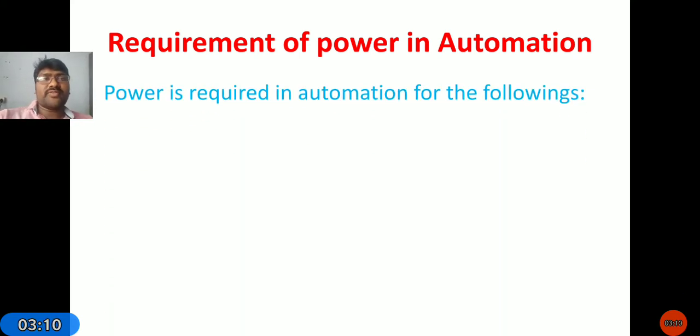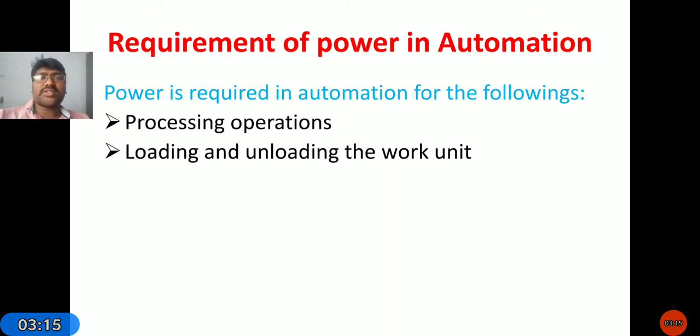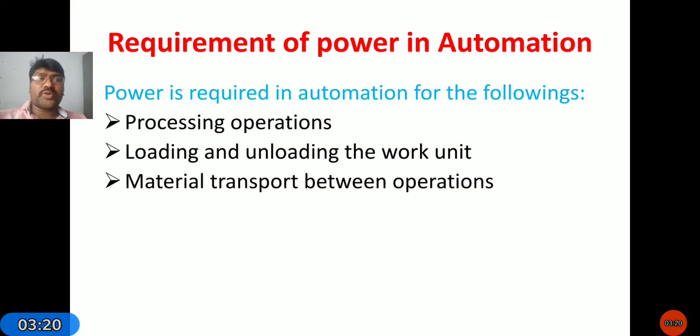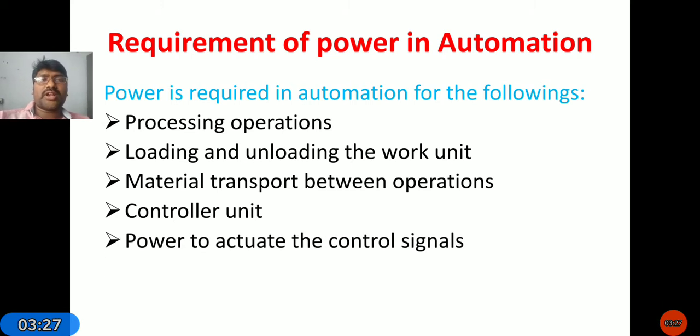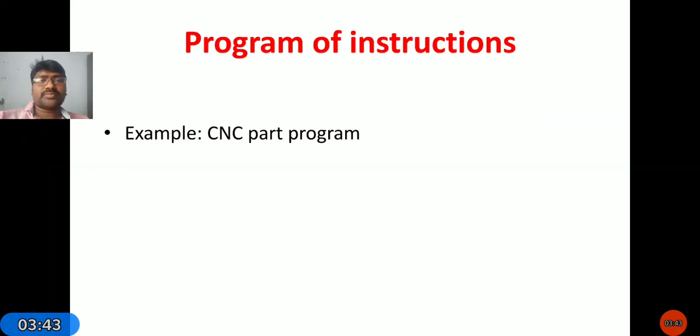Next, coming to the requirements of power in automation. Power is required in the following automation functions: processing operations, loading and unloading the work part, material transport between the work operations, the controller unit, power to actuate the control signals, data acquisition and information processing. In these areas we need to use power, so power is the main element in the automation system.